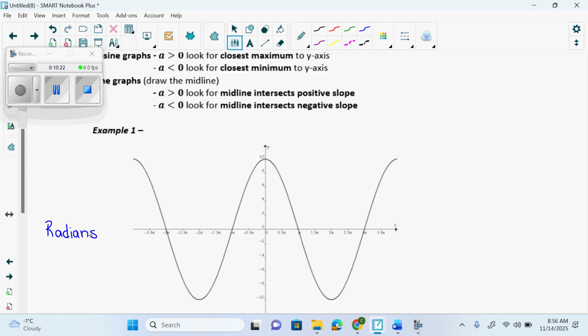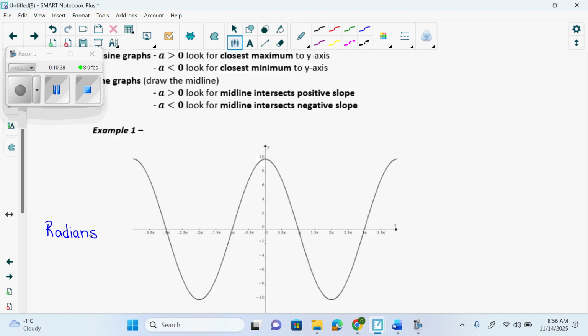I look at the x-axis. It's in radians, correct? So I know my formula that I can use is P equals 2 pi over B, or B equals 2 pi over P. Remember, the B's and P's can swap. But the first thing I need to do is get a period.